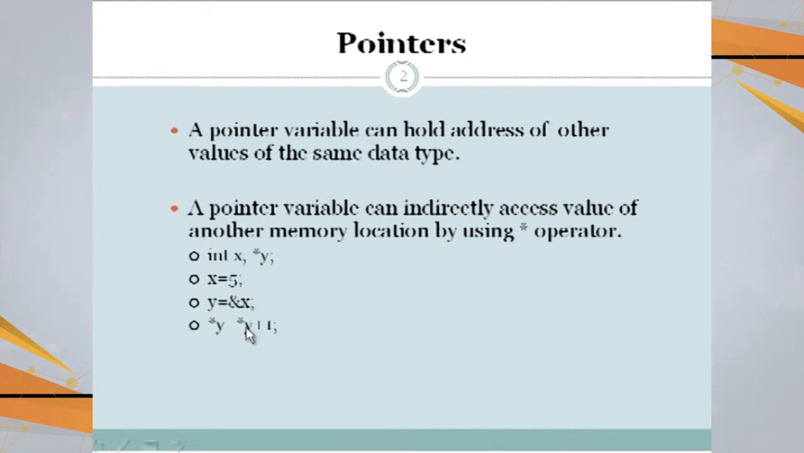Here in this expression, *y plus 1. *y will return the value of x as y is holding the address of variable x. *y will return the value of x, that is 5. 5 plus 1, 6. And thus the new value of x will become 6. So in this example, you should notice that by using pointer, we can change the value of that memory location which is pointed by pointer variable.